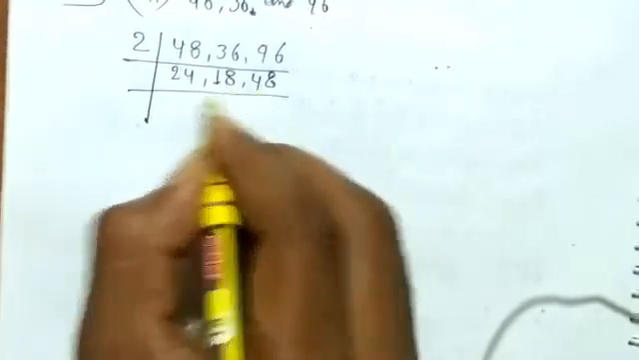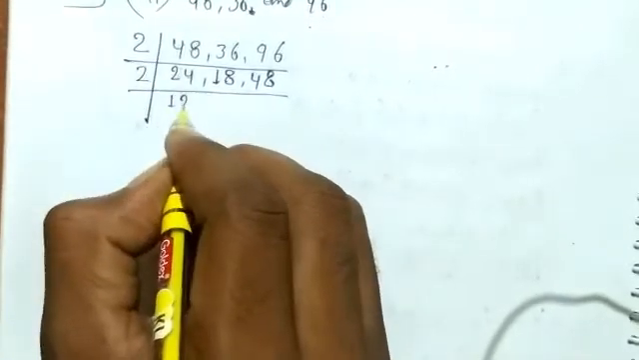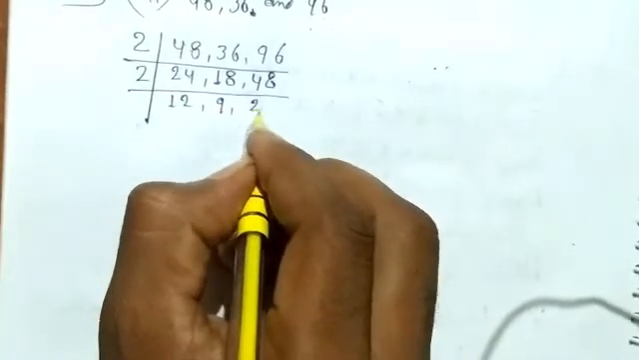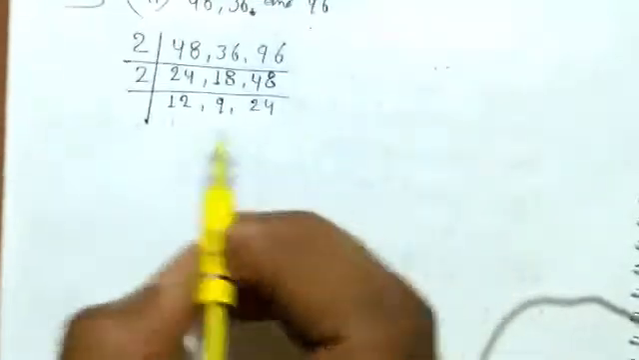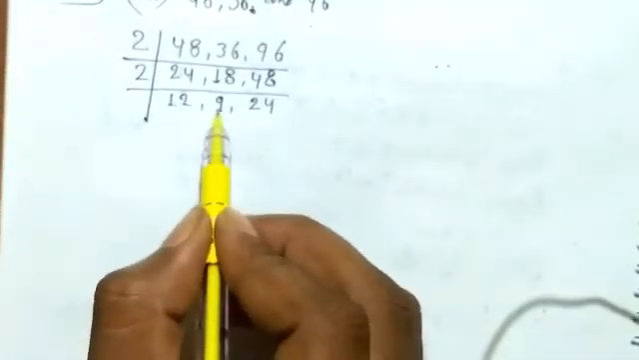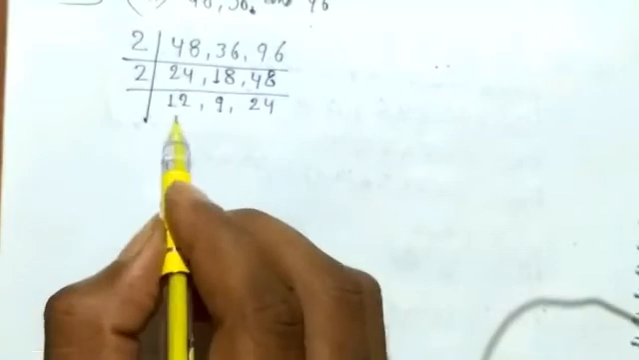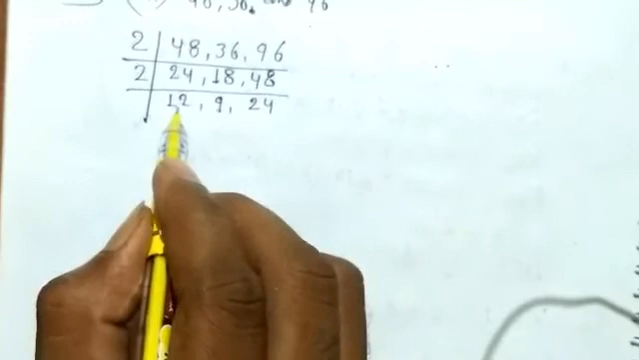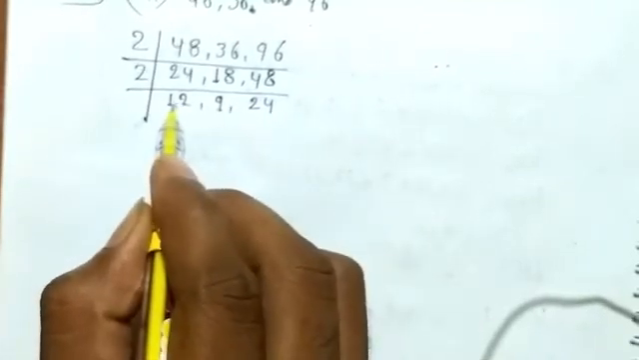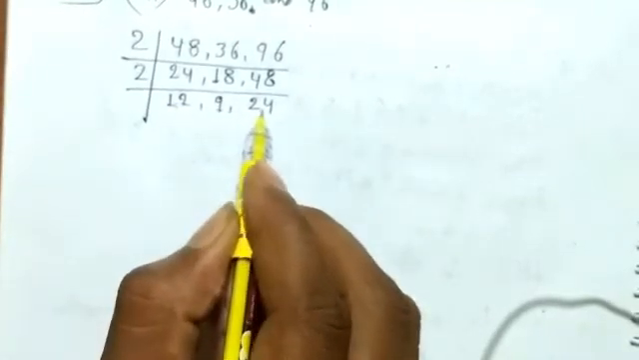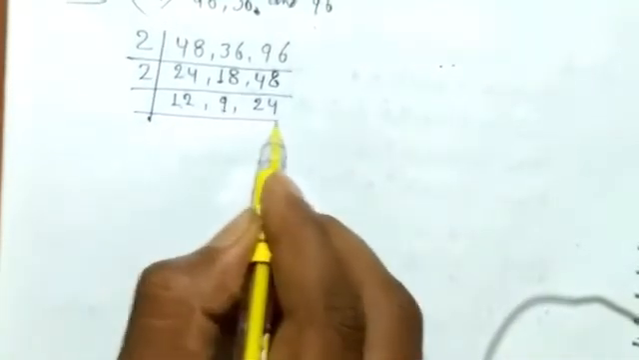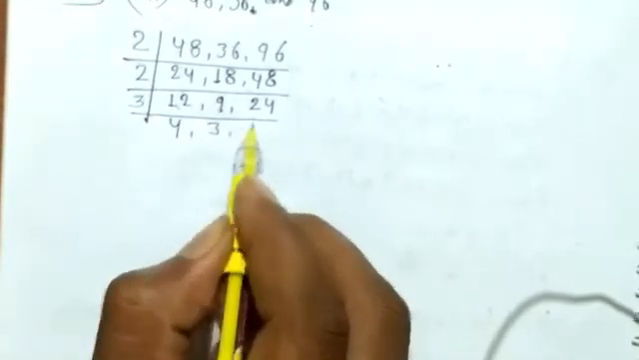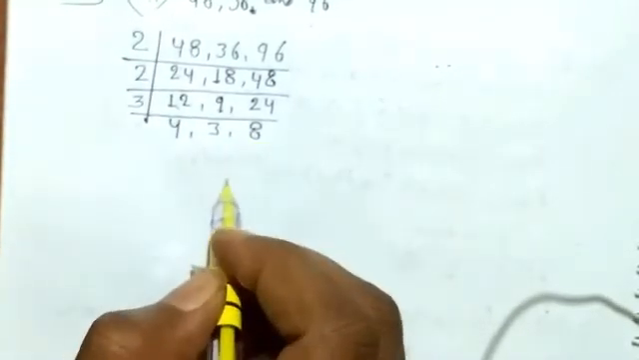Again, even, divided by 2: 2 1s are 2, 2 2s are 4, 2 9s are 18, and 2 2s are 4, 2 4s are 8. Now this is even, but this is odd, means all these three numbers are not divisible by 2. So we will check by 3. 3 4s are 12, 3 3s are 9, 3 8s are 24, means all these three numbers are divisible by 3.